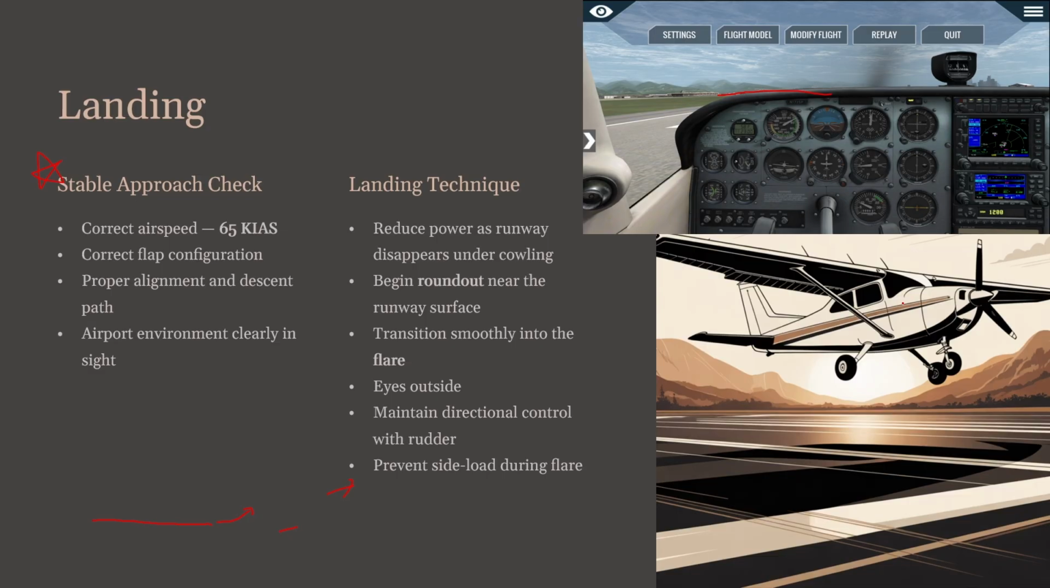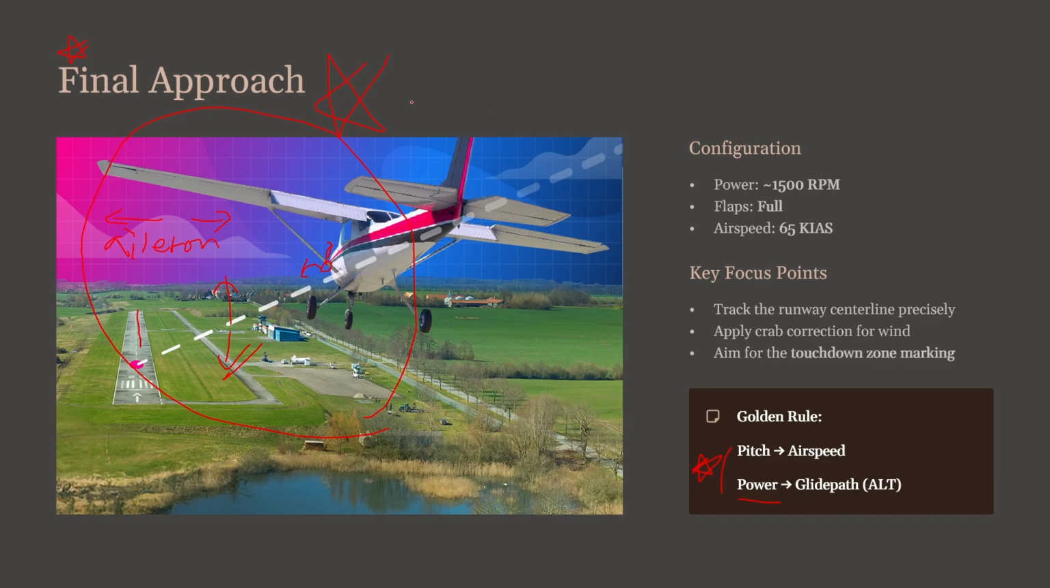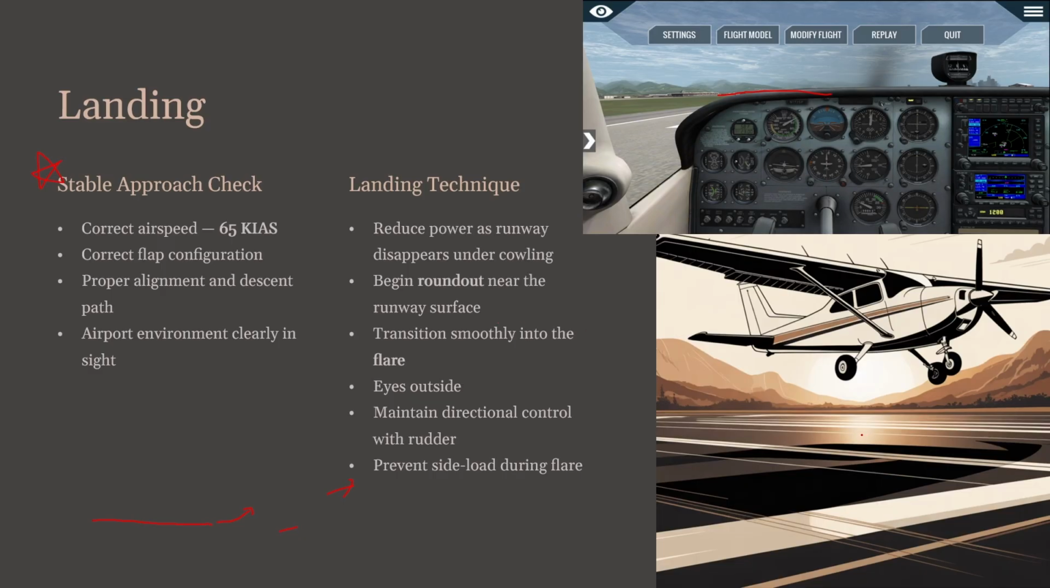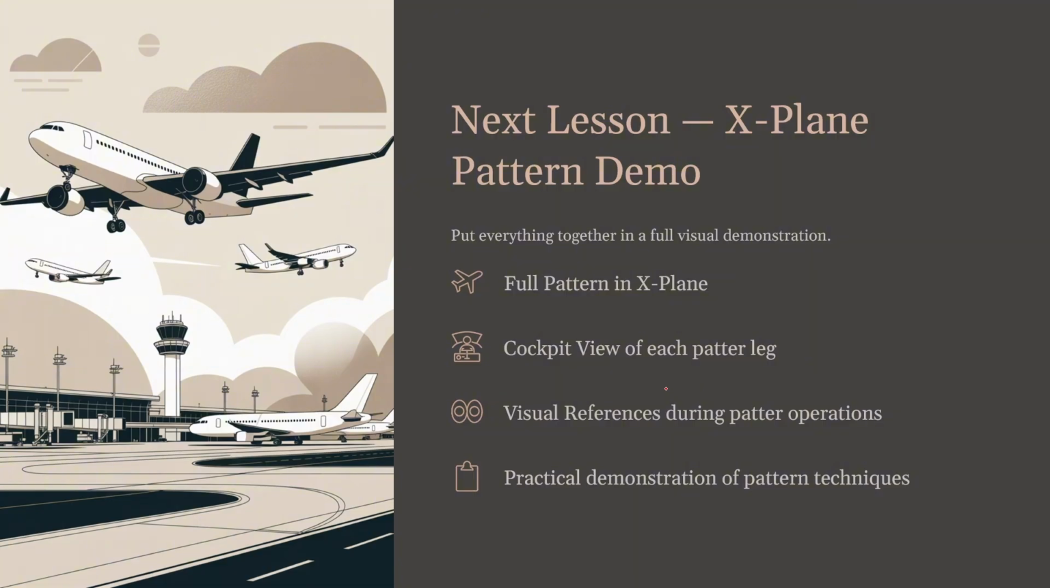Also, during the flare, looking only straight ahead can sometimes make it harder to notice whether the airplane is becoming side-loaded or not, right? So in some cases, briefly referencing the side of the cowling or using your peripheral vision can help you judge alignment and drift relative to the runway. Cool. And remember, a good landing is usually just the result of a stable approach and smooth flare. Awesome.